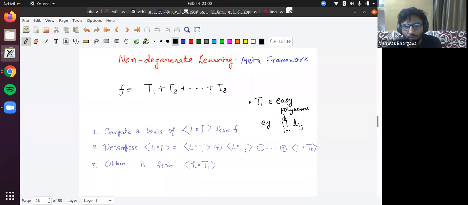One might ask, what is L? L is actually the linear operator which usually we get from a lower bound. So roughly you expect non-degenerate learning to happen only when you have a lower bound for that model. For example, for homogeneous depth 3, we have lower bounds using the partial derivative measure. In that case, you can think of this linear operator as just the partial derivative operator, which is usually inspired from the lower bound.